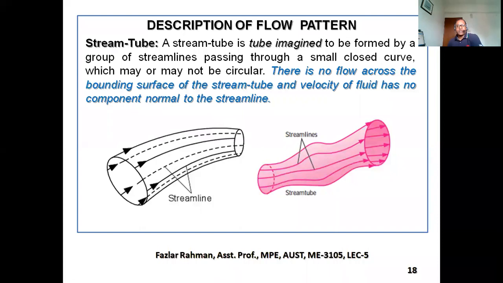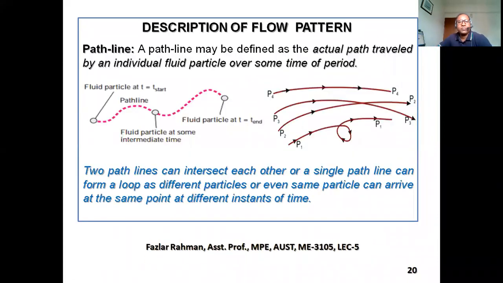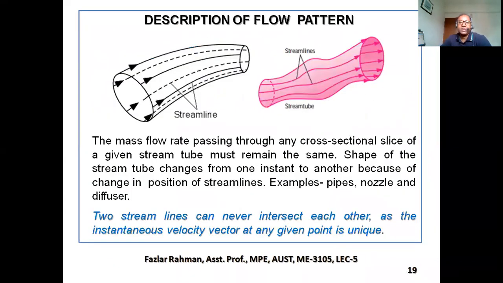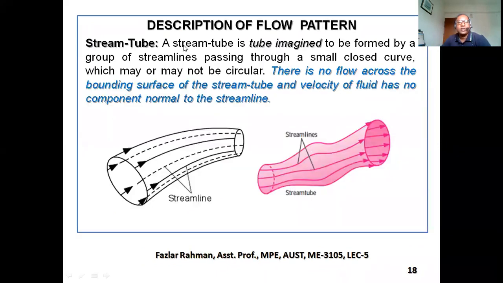Another thing: the stream tube. We have the streamline, and then we have the stream tube. What is a stream tube? A stream tube is an imaginary tube formed by a group of streamlines passing through a small closed curve, which may or may not be circular.